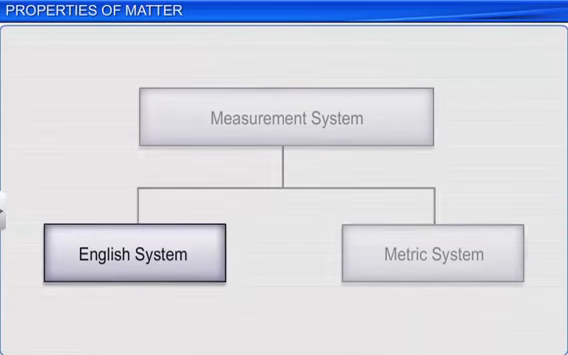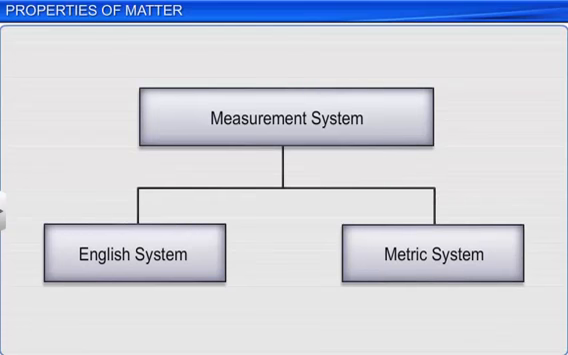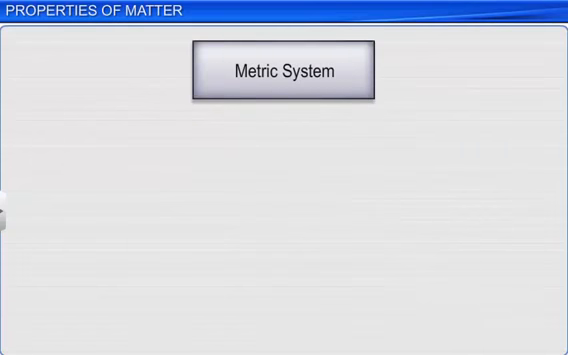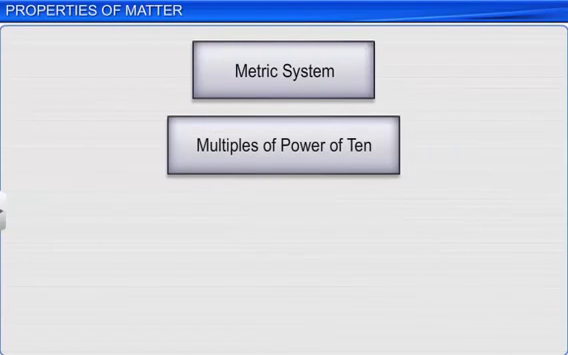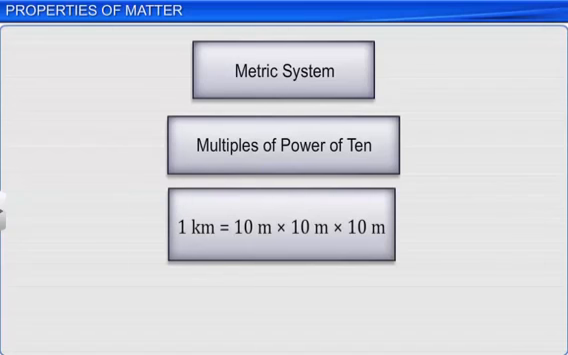In 1791, the French Academy of Science introduced the metric system. Under the metric system, the units of physical quantities relate to each other as multiples of power of 10. For example, 1 kilometer equals 10 to the power of 3 meters. This system was found to be convenient and hence was used worldwide.